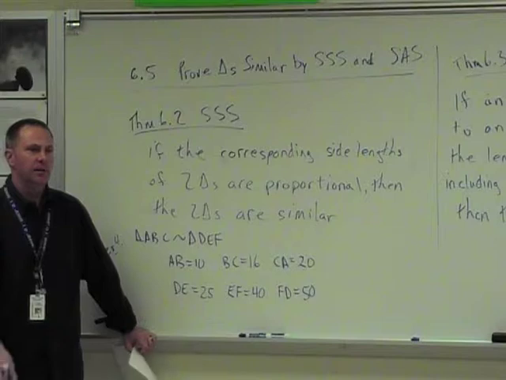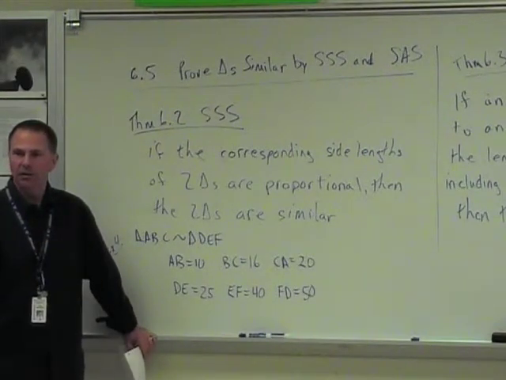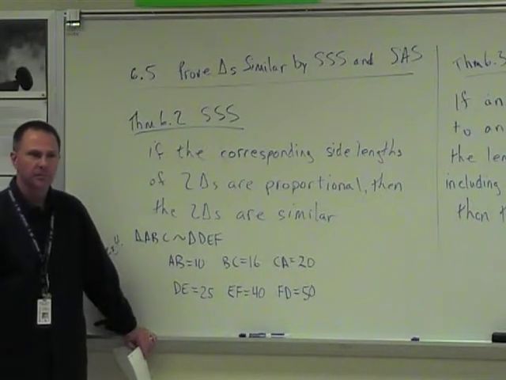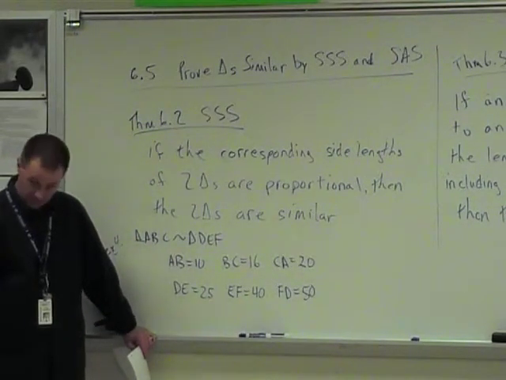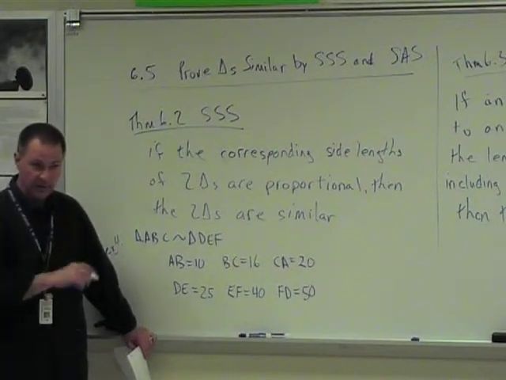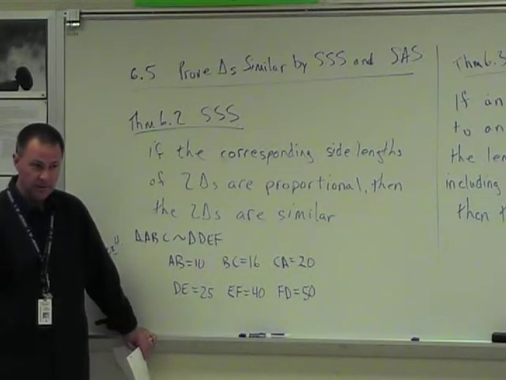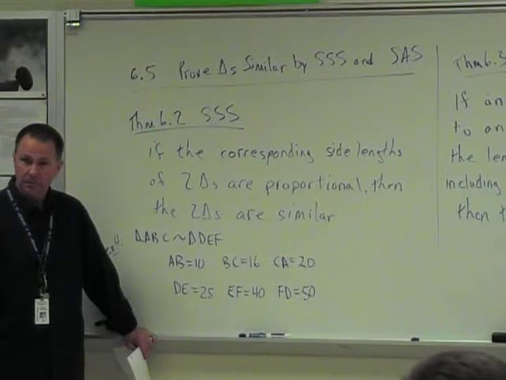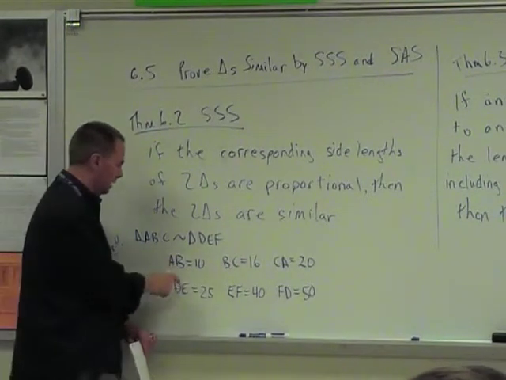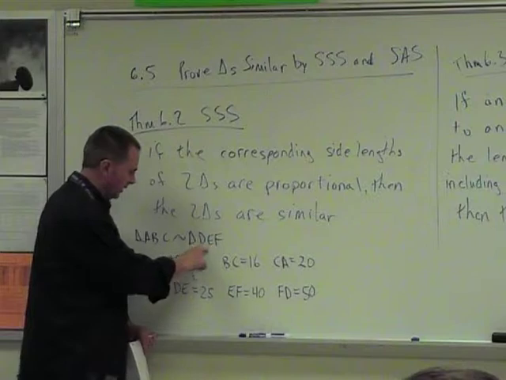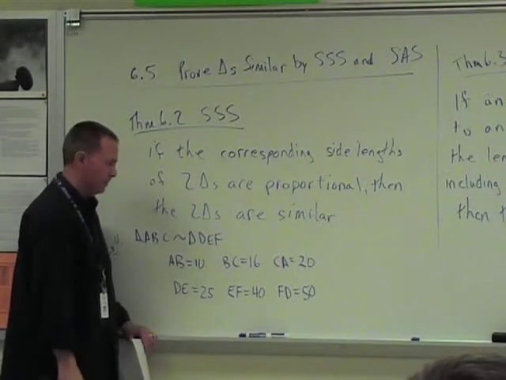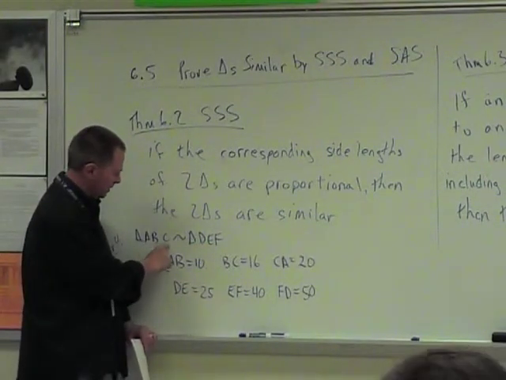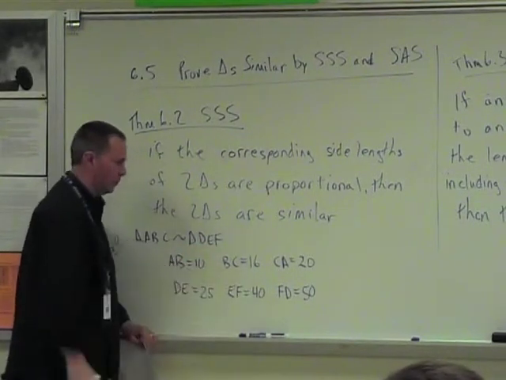How do you go about showing that it is similar? Those two are similar triangles based on this theorem. What does it say? What would you do? Well, AB is to DE, so 10 is to 25, as BC is to EF, 16 is to 40. Is that true?